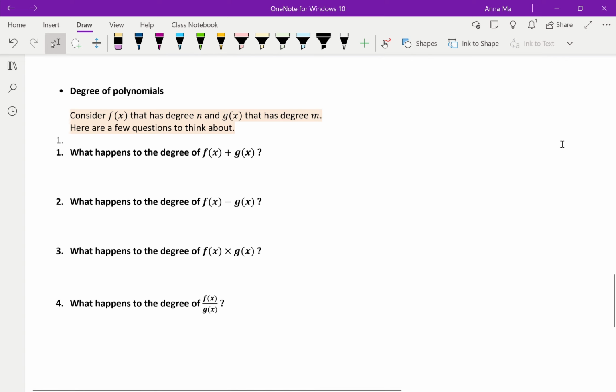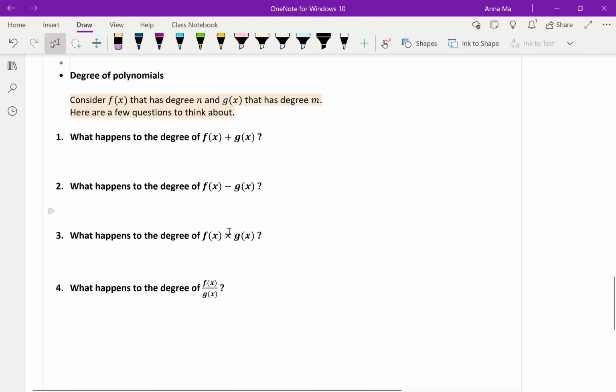Last dot point of the lesson. Now, we've already talked about degree of polynomials, but sometimes the question is going to ask you to think about what happens when you start adding, subtracting, multiplying, or dividing polynomials. So let's just consider two functions, f(x) that has degree n and g(x) that has degree m. What's going to happen if we add two polynomials and try to find the degree of that result? Is the degree going to be n or m?